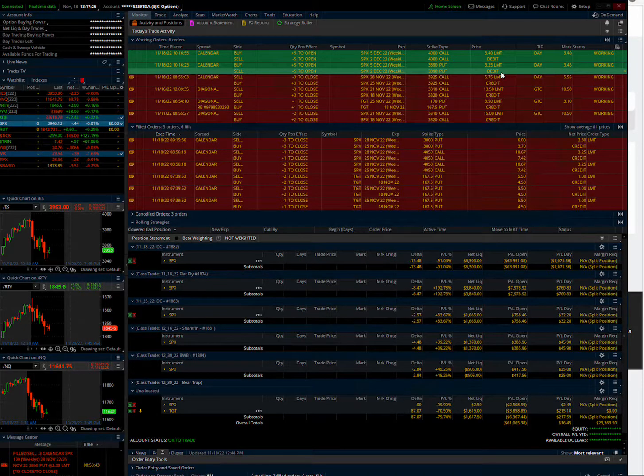This is not an official class trade. This is part of my continued experimentation on calendars and things that I want to be able to present in a future calendar and diagonal class. But I wanted to share this with you so you can kind of see the process I'm going through while I'm developing this content.